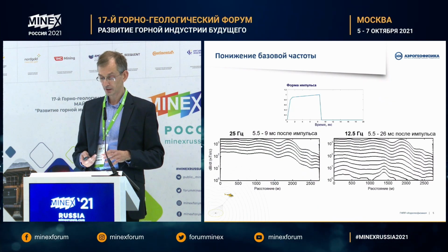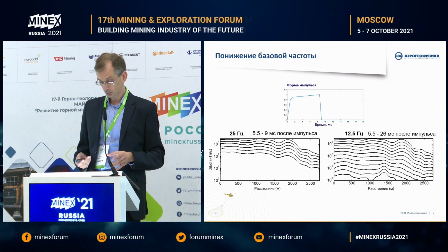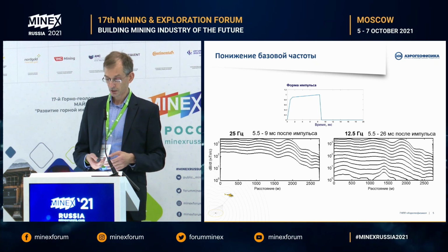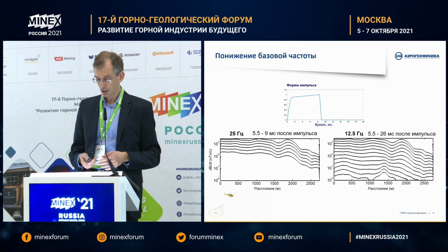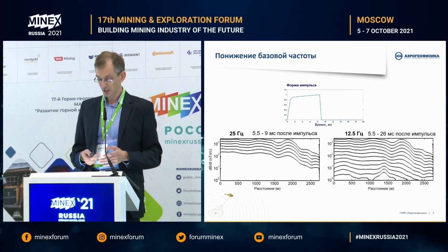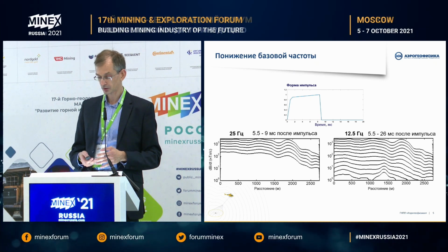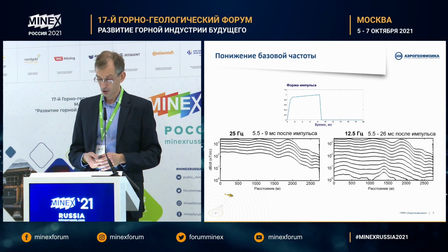So one of the key trends recently in terms of pulse systems was a decrease of base frequency. If all systems worldwide currently use the frequency 25 Hertz, recently the trend is to reduce the frequency down to 12.13 or 12.5 Hertz.